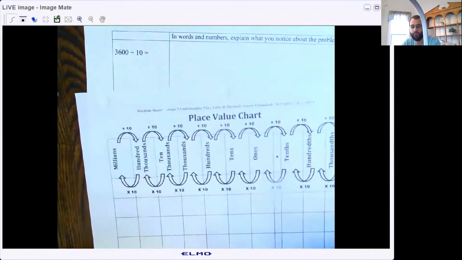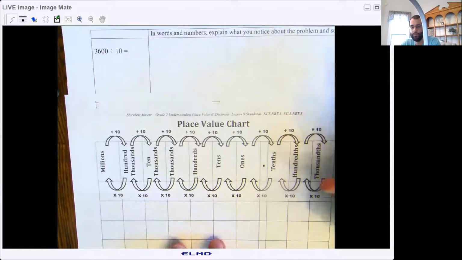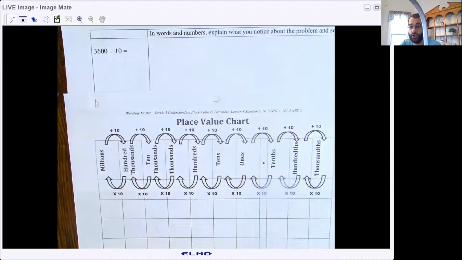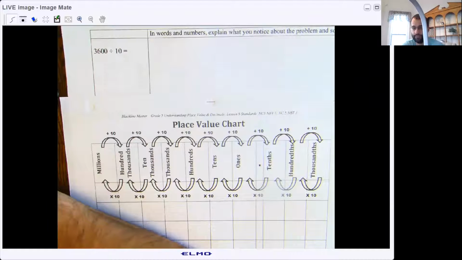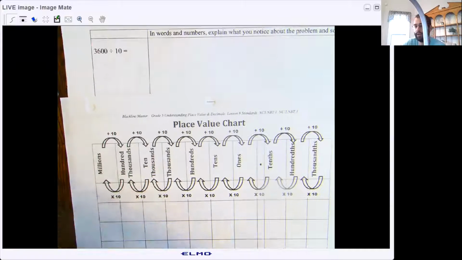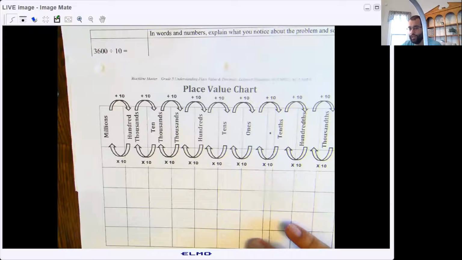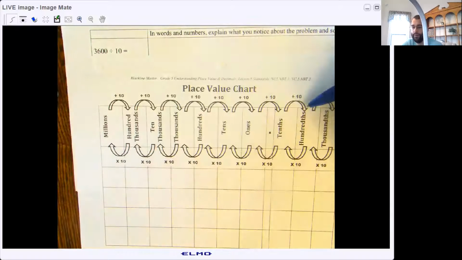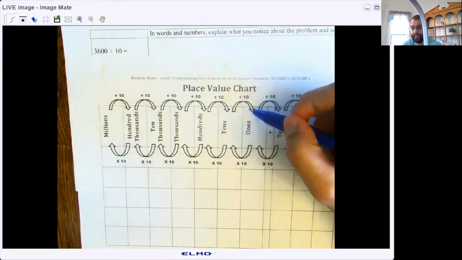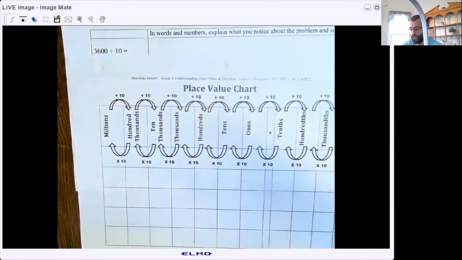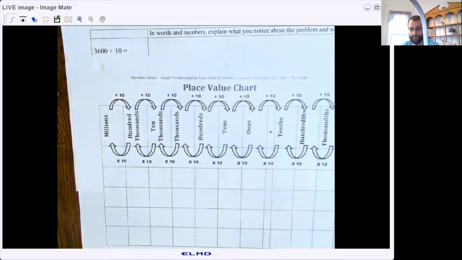All right, so let's do a quick review. Yesterday, we talked about when we multiply by 10, 100, or 1,000, our numbers are getting bigger. They're going up in place value. They're increasing. That makes sense for multiplying by whole numbers. Today, we are going to be dividing by 10 and 100. So we're going to be shifting our numbers the other way. If we divide by 10, they're going to shift down one place. Or if we divide by 100, they're going to shift down two places.